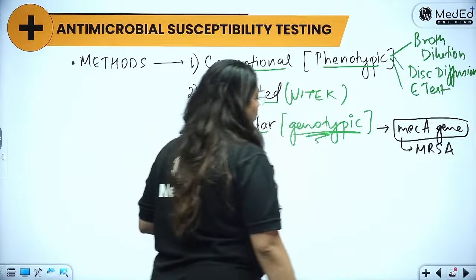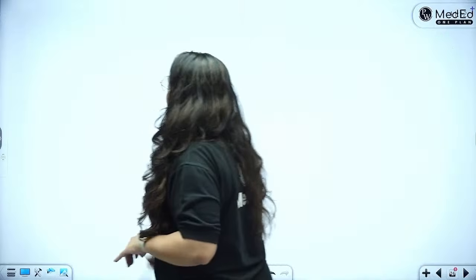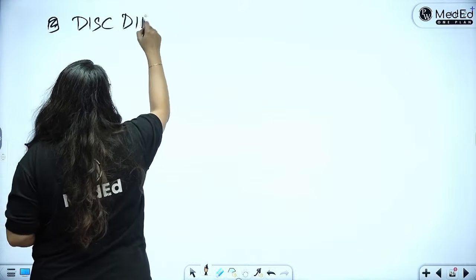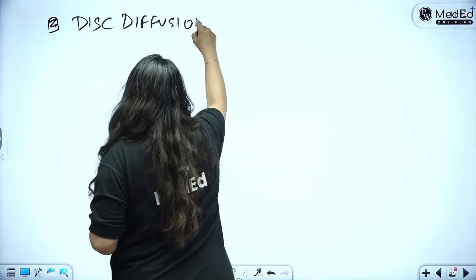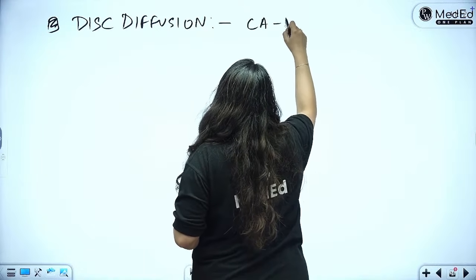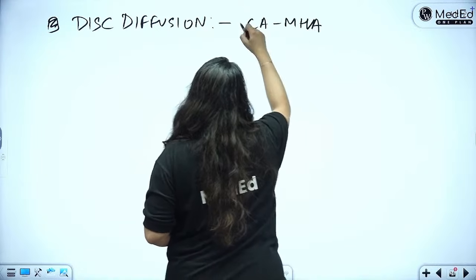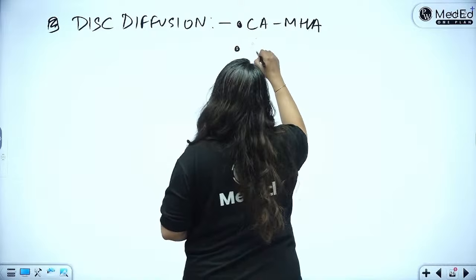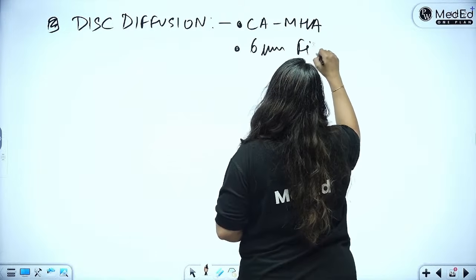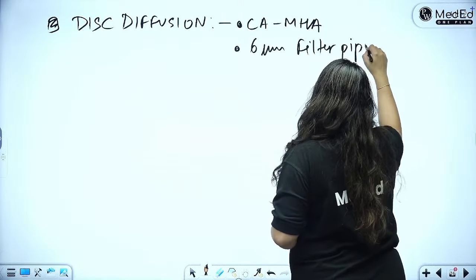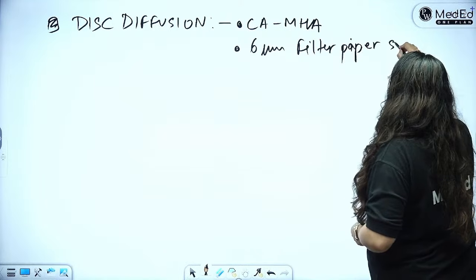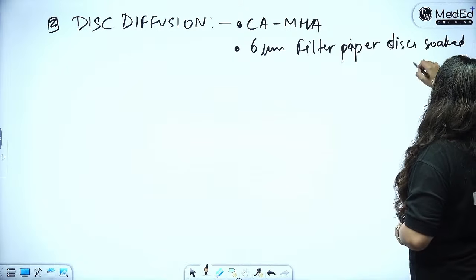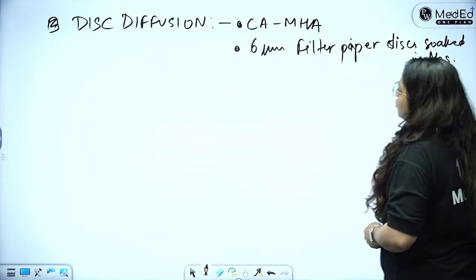Now, very important to know are the conventional methods. Amongst the conventional methods, we start with the disc diffusion. So, what are the prerequisites of the disc diffusion method? What I use is the cation adjusted Mueller-Hinton agar. I use 6 millimeter filter paper discs soaked in antibiotics, soaked in the antibiotics of my choice.